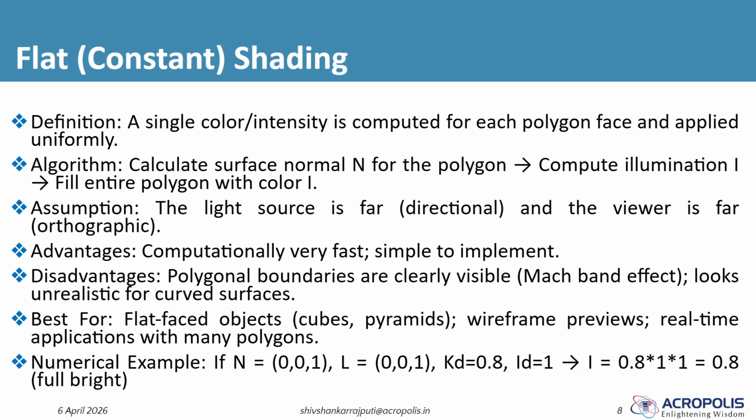Flat or constant shading. Now we come to the first shading model, flat or constant shading. The idea is simple: compute a single intensity value for the entire polygon face and fill it uniformly with the color. The algorithm is to calculate the surface normal, compute the illumination I, and fill the entire polygon with that one color value. This assumes the light source and viewer are both far away, which simplifies the math.